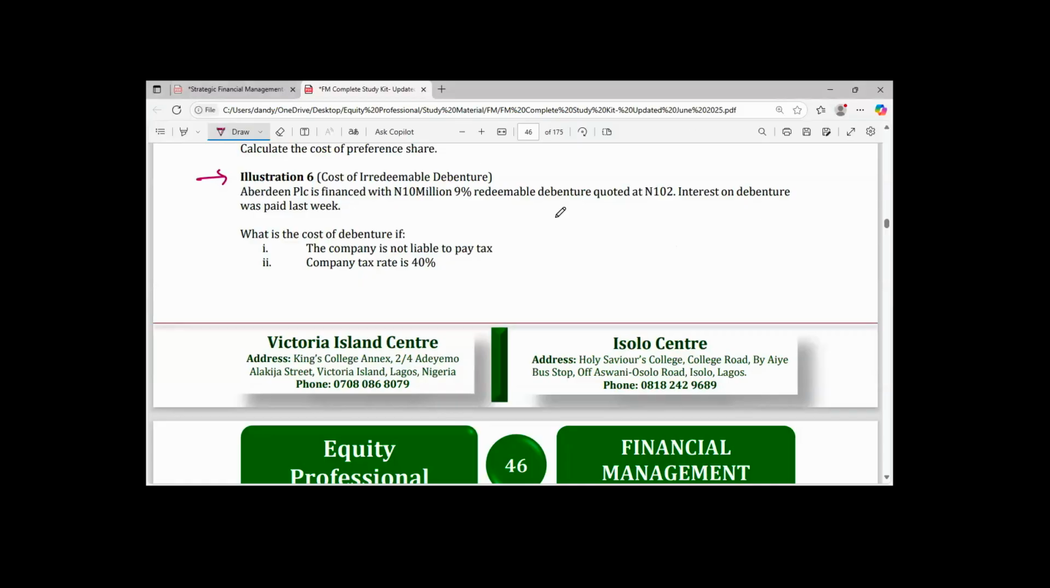Page 45, illustration 6. Cost of irredeemable debenture. Redeem PLC is financed with 10 million naira, 9% redeemable debenture, quoted at 102 naira. Interest on debenture was paid last week. What is the cost of debenture if 1. The company is not liable to pay tax? 2. The company tax rate is 40%.